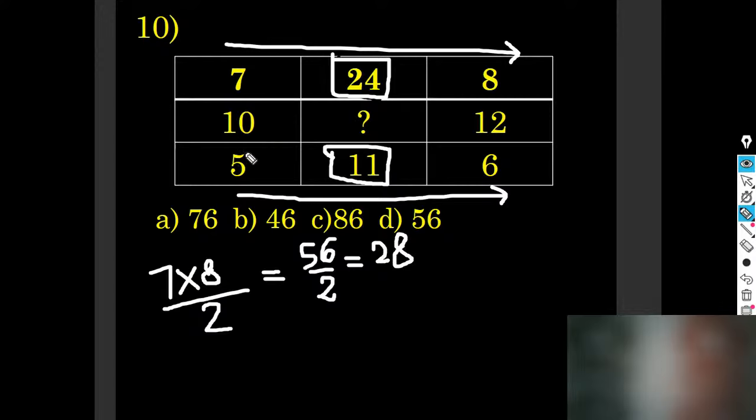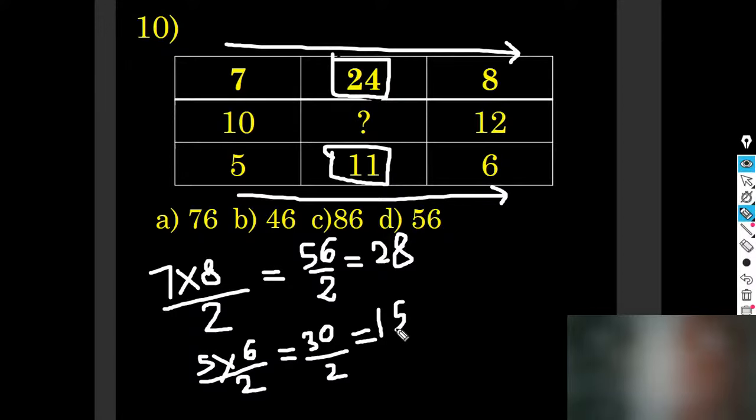I'm speaking about the third row, 5 and 6. So 5 into 6. Again, I'm just halving it. 5 into 6 is 30. 30 divided by 2 is 15. But there we have 11. So what they are doing is multiplying first and third, dividing it by 2, and also subtracting 4 from it. So 28 minus 4 is 24. 15 minus 4 is 11.